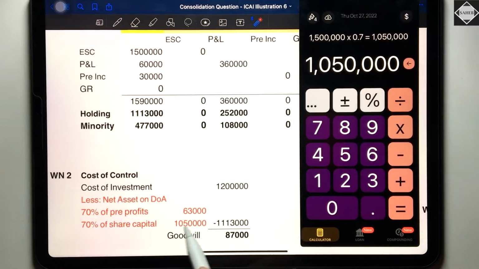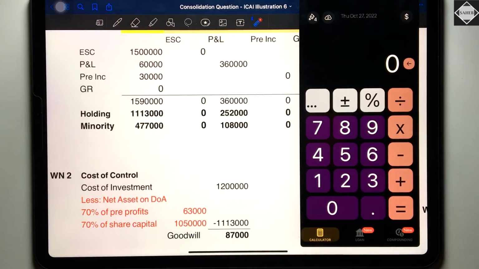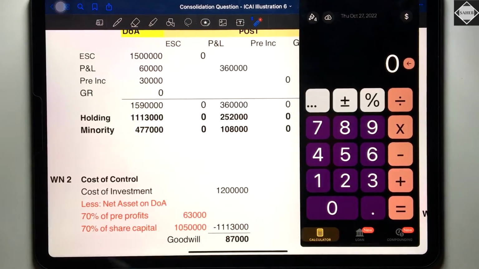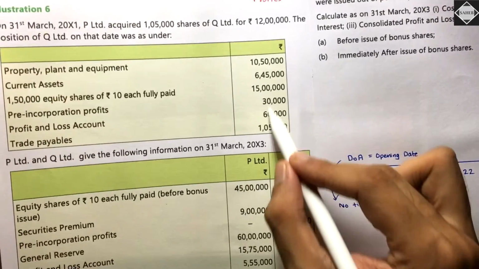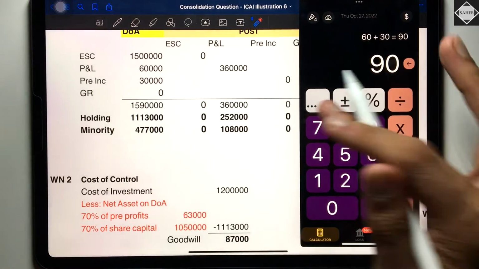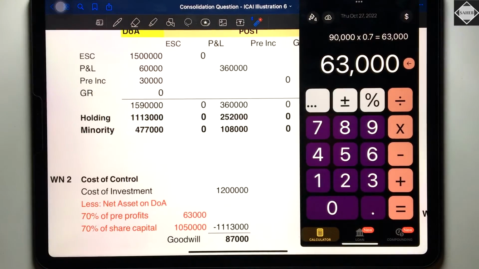Okay, 10,50,000, and then you have to take off the pre-profits. Now pre-profits, P&L and pre-incorporation, these are pre-profits, isn't it? 60 and 30,000. So 60 plus 30, that's equal to 90,000. So 90,000 into 0.7, that's equal to 63,000.